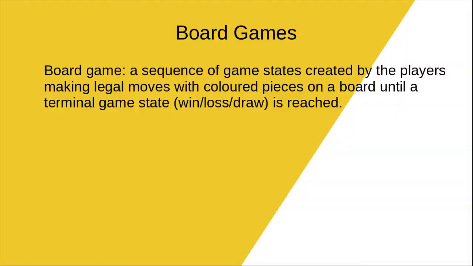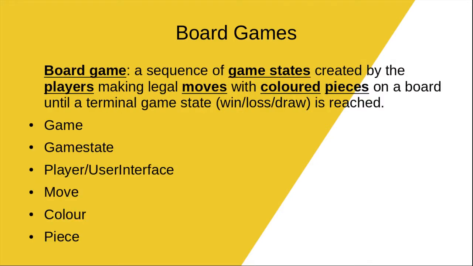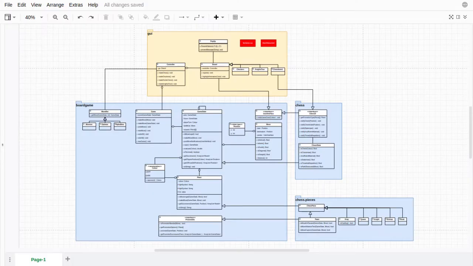So let me give you my unofficial definition of a board game. A board game is a sequence of game states created by the players making legal moves using coloured pieces on a board until a terminal state has been reached. Now with that definition we can pull out some of the nouns and make classes out of them. But before we begin, let me give you a quick overview of how it works.